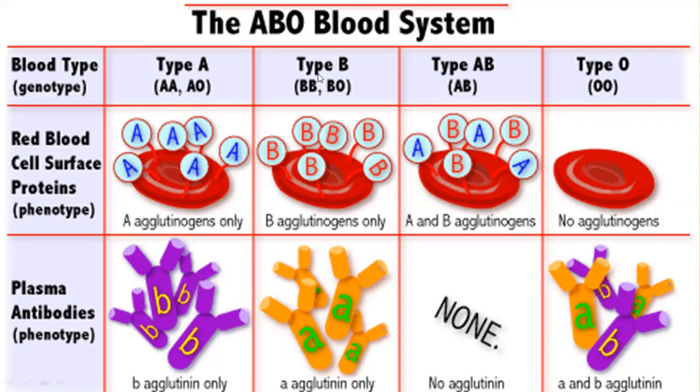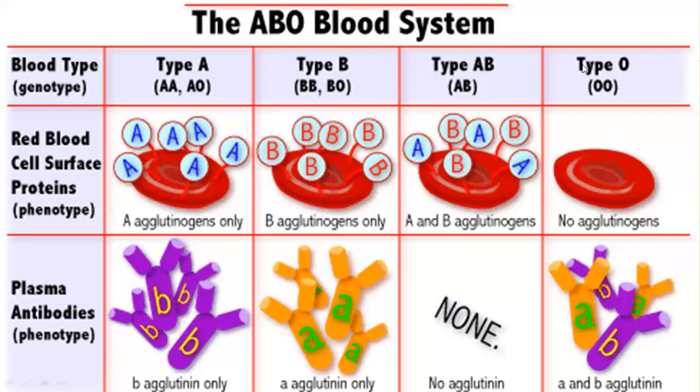A person with blood group B will have the genotype BB or BO. For AB type, they will also have two genes, one coding for A, the other coding for B. So the genotype is AB. Because A is dominant and B is also dominant, they will both be expressed. So you're going to have blood type AB.